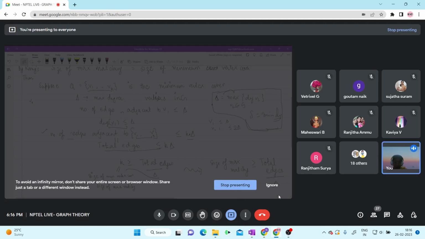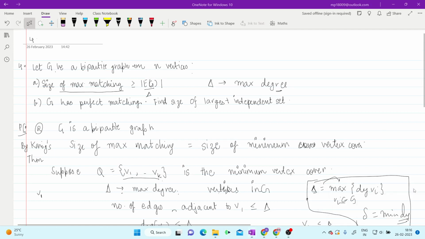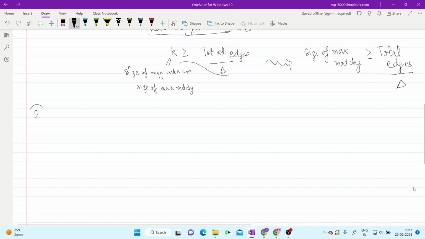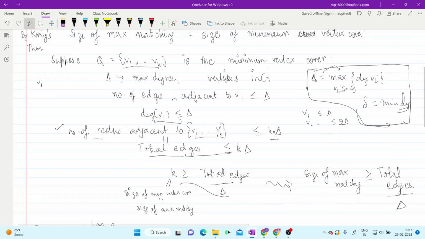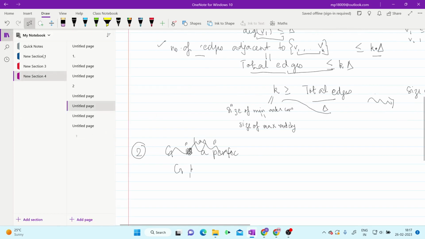So is this question clear? Yes, ma'am. Now, the second question is this. G has a perfect matching. Okay, before this question, I have to recall one theorem that we'll be using. So let's first recall that.